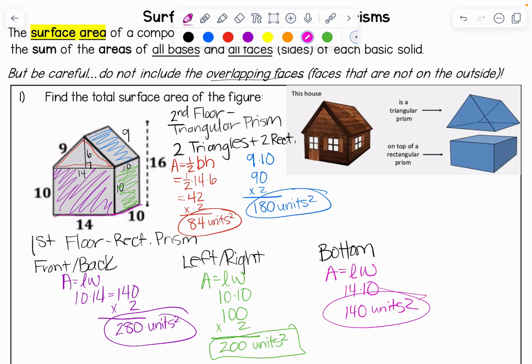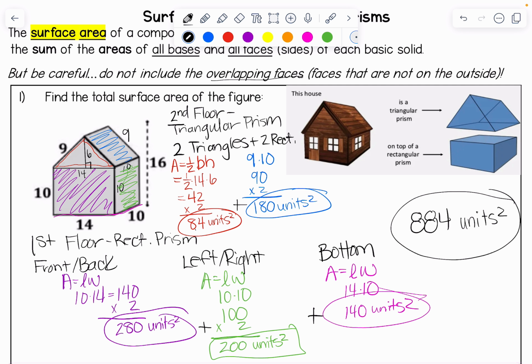And so now all of these numbers we just came up with, we're going to add them all up. For the second floor of our prism, we had the 84 and the 180. And then for the first floor, we had the 280, the 200, and the 140. When we add those all together, we end up with 884 units squared. And so the overall surface area of that composite prism is 884 units squared.